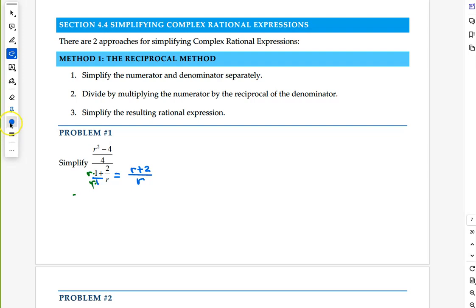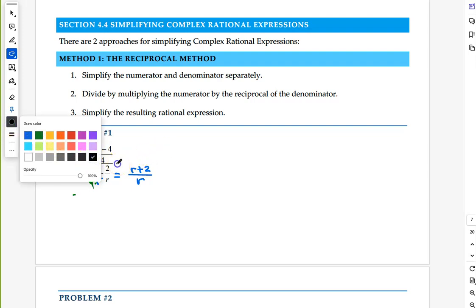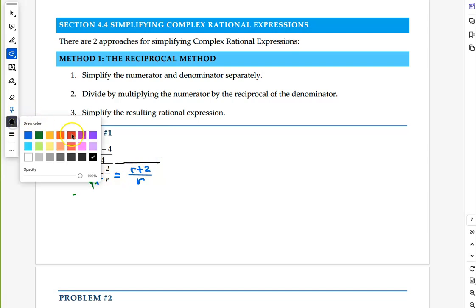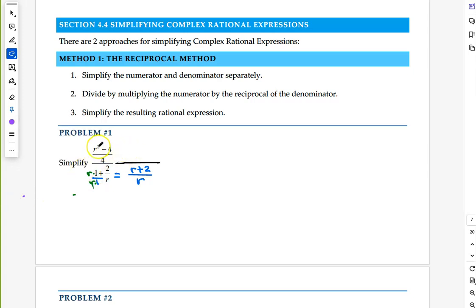Okay, now I'm going to put this line to separate it out, and I'm going to use a different color here on the top. On this one, we already have it written as 1 fraction. However, that r squared minus 4 can factor. So let's go ahead and do that. 4 is going to stay as my denominator, but my numerator, it's a difference of squares, so I get r plus 2 times r minus 2.